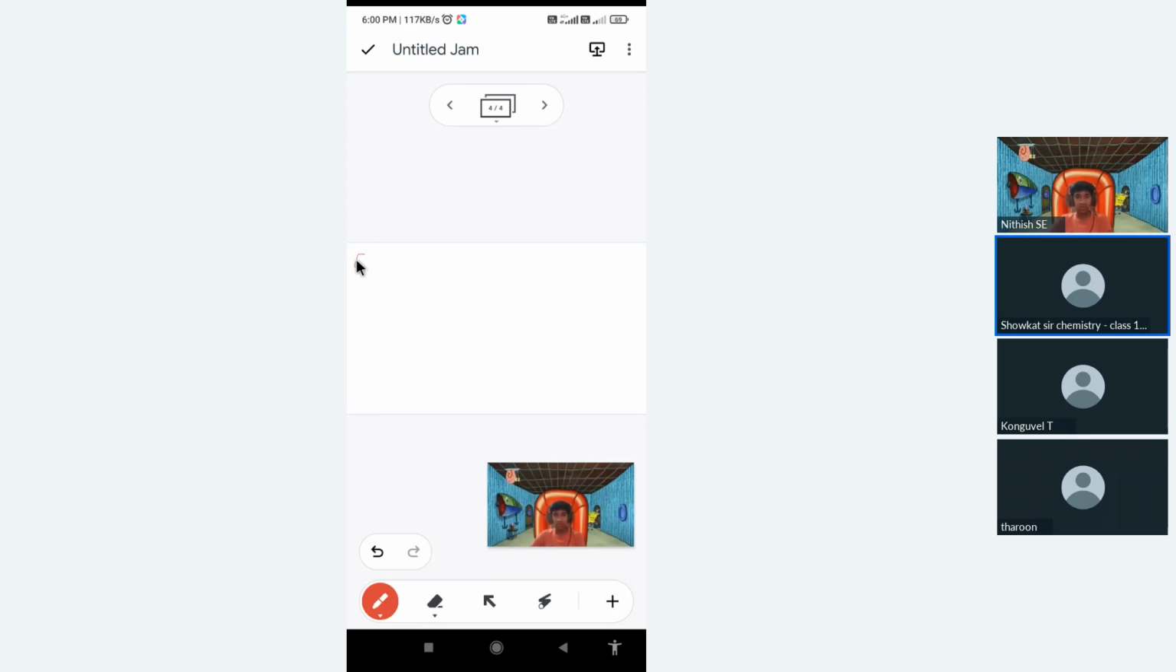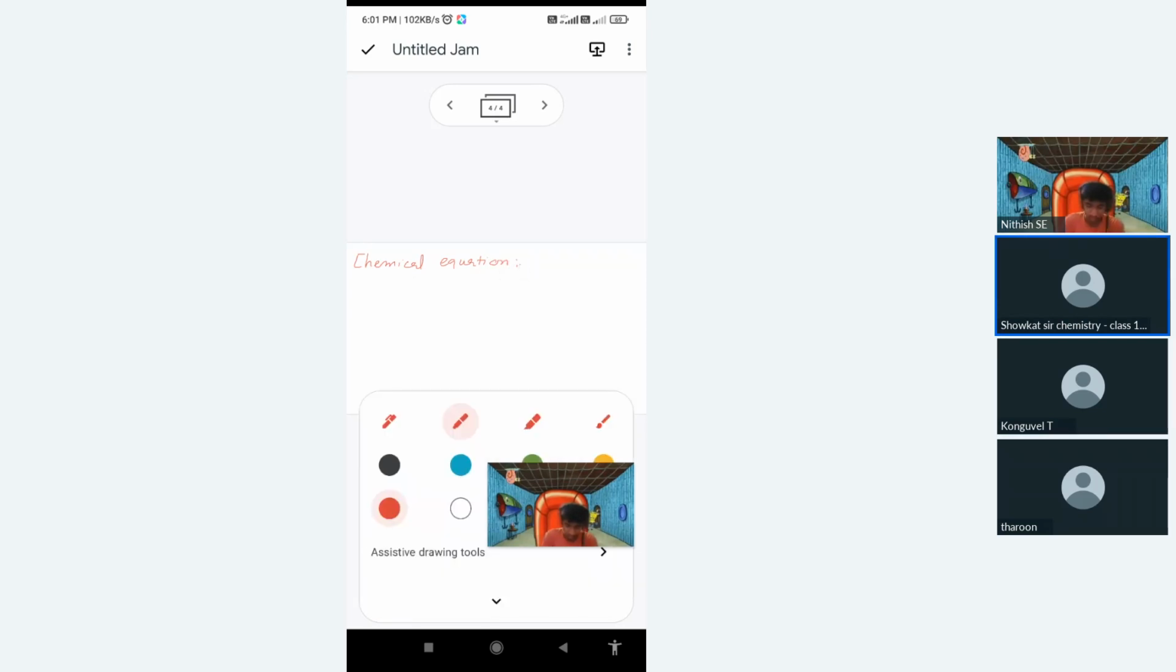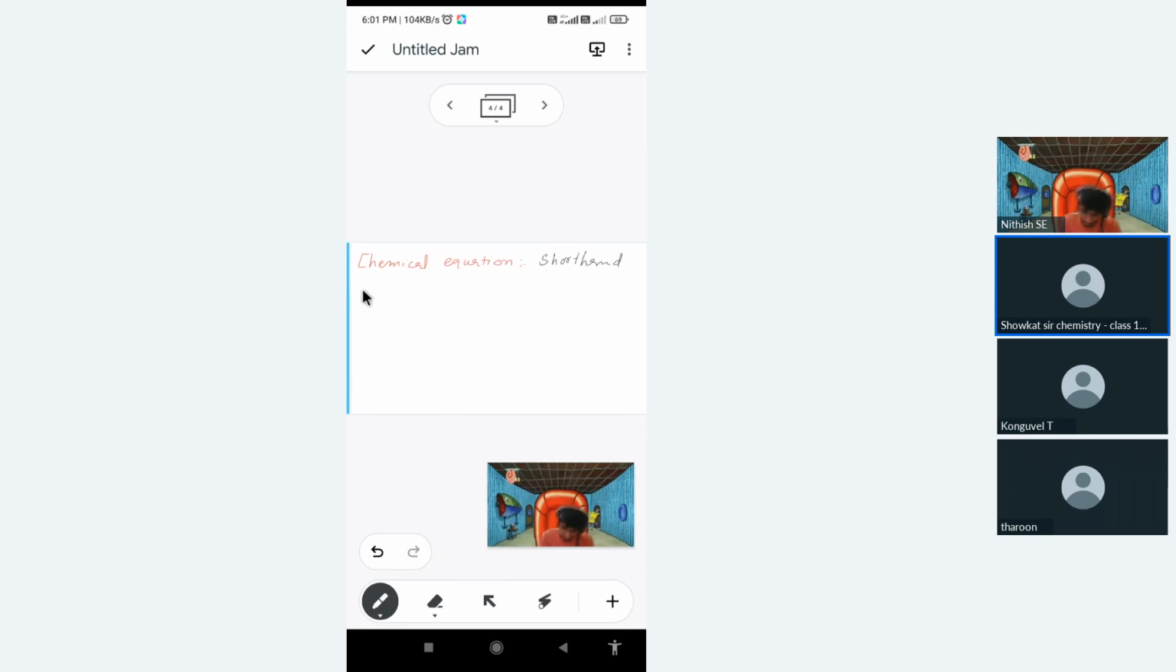Exactly. So I will write it here, chemical equation. It is actually the shorthand representation of a chemical reaction. You will note this down: it is the shorthand representation of a chemical reaction.